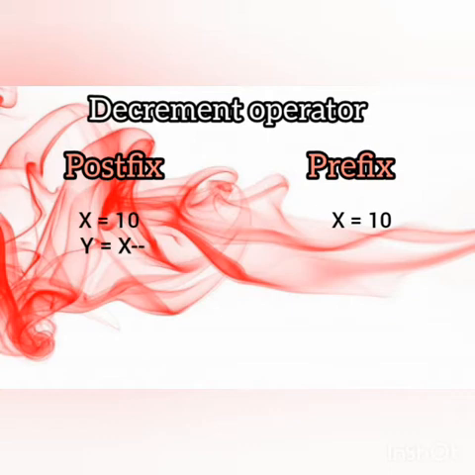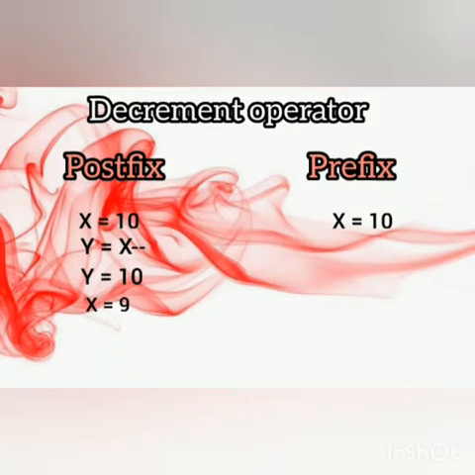What is the value of x? 10. So the value 10 will be assigned to the variable y. So y is equal to 10. Now what is the value of y? 10. Then the operator works. So here minus minus means it subtracts 1 from the present value of x. So the x value is decremented by 1. So x is equal to 9. Here the y value is 10 and x value is 9. Do you understand this?